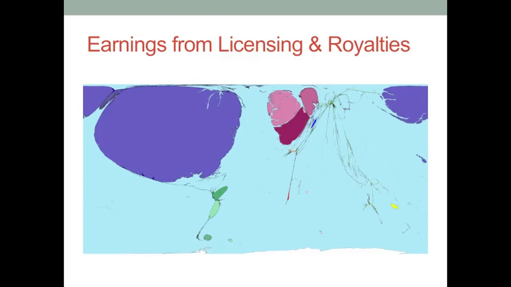When we look at the technology sector of the world, and this is represented by earnings from licensing and royalties, and so really what this represents is the economy's production in terms of earnings from non-material goods. What we can see is that the United States absolutely dominates this from a global standpoint.